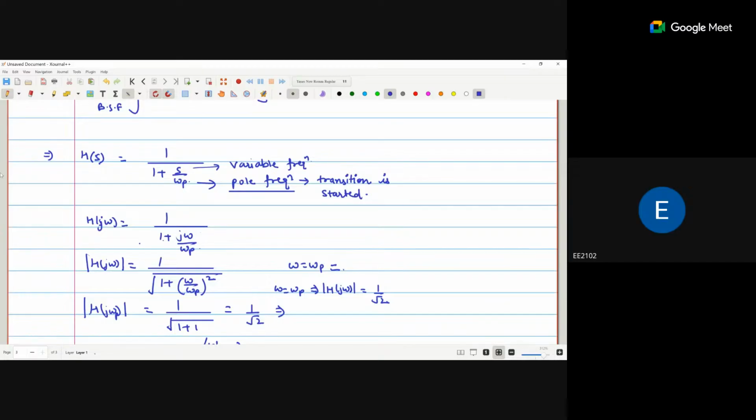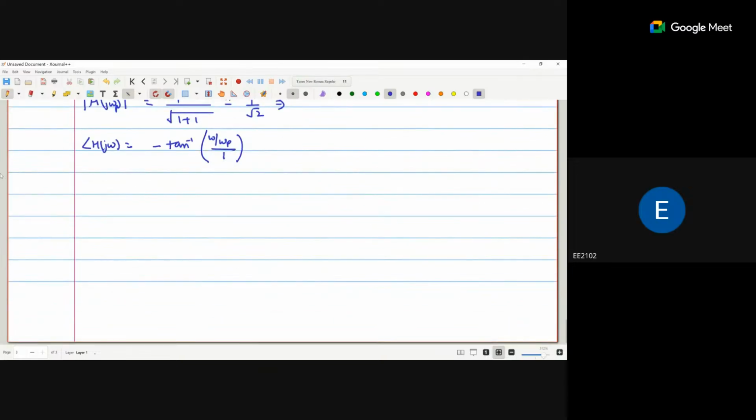Directly I calculate the denominator angle, and the denominator angle is tan inverse (ω upon ωp) divided by 1, because the imaginary component is ω upon ωp. So this is my angle. Now if ω is equal to ωp, that means the angle of H(jω) is minus tan inverse 1, and that is nothing but 45 degrees with a minus sign.